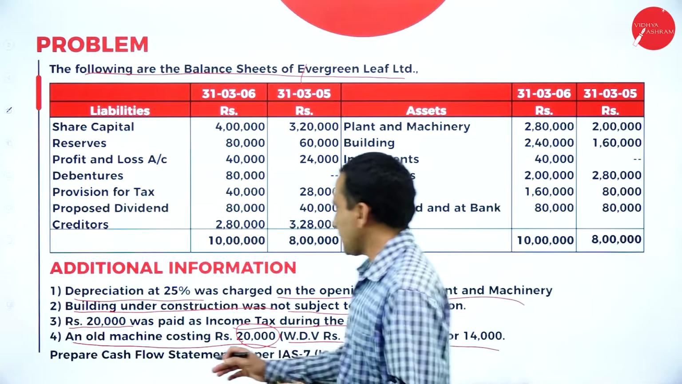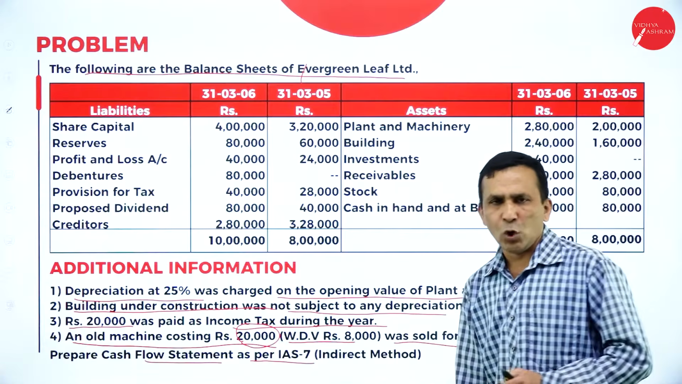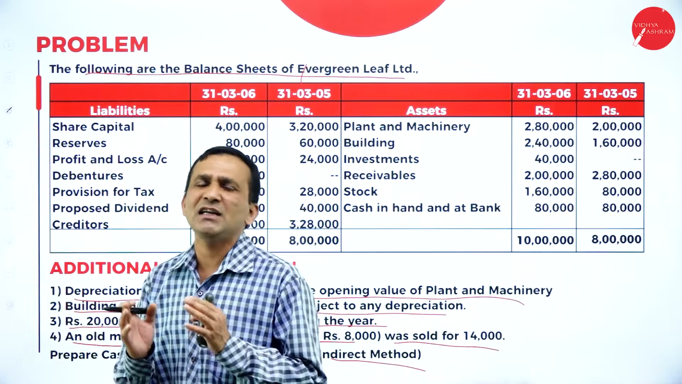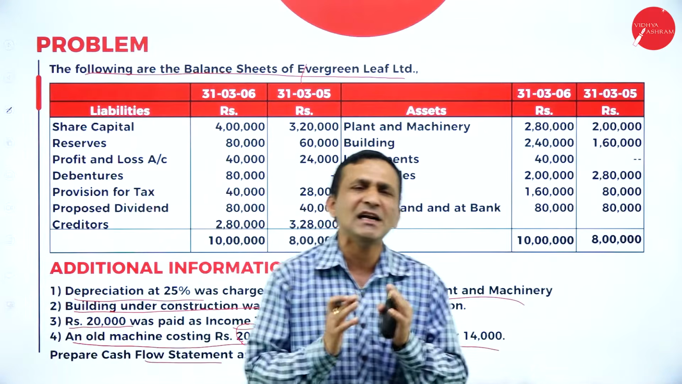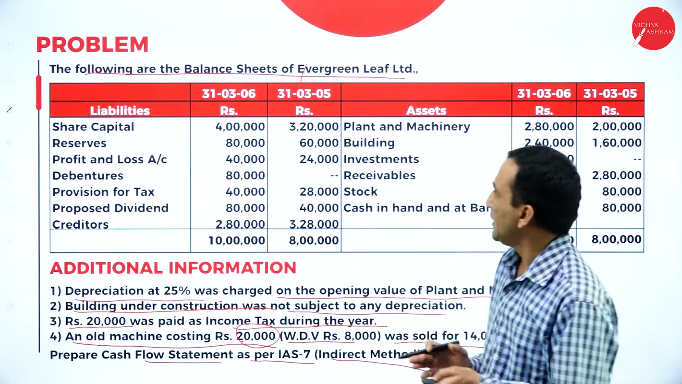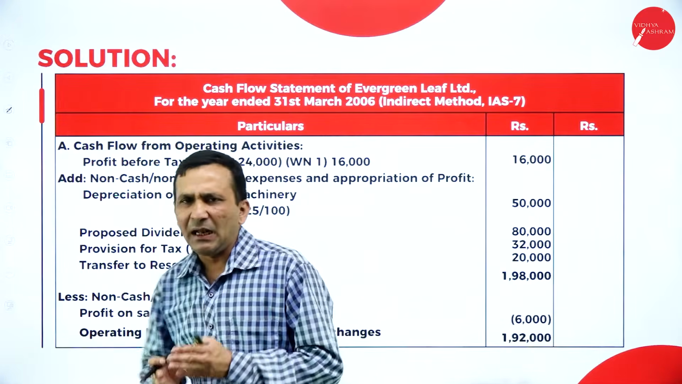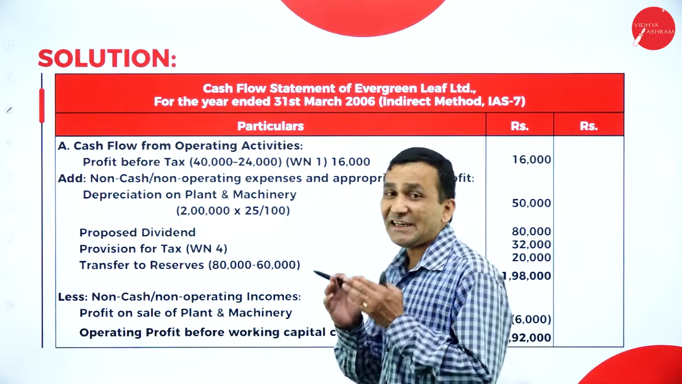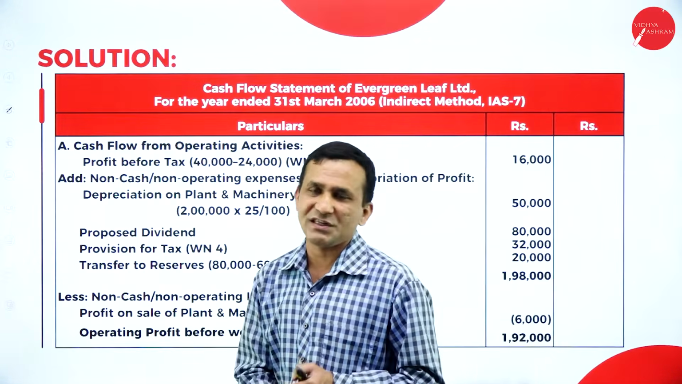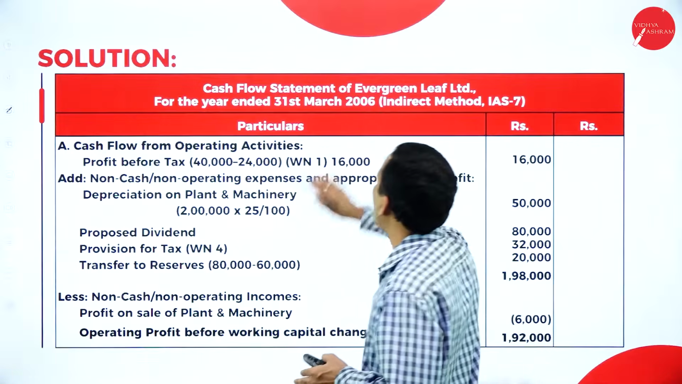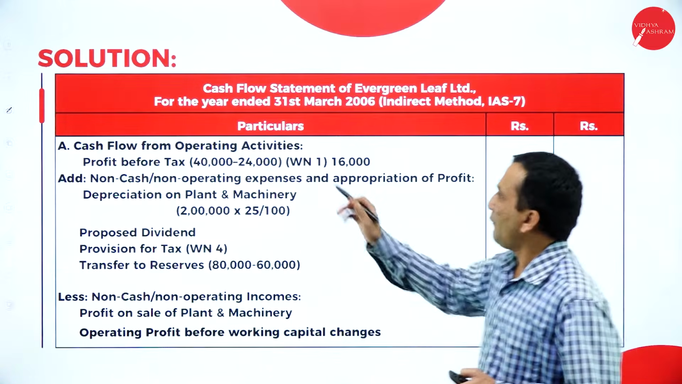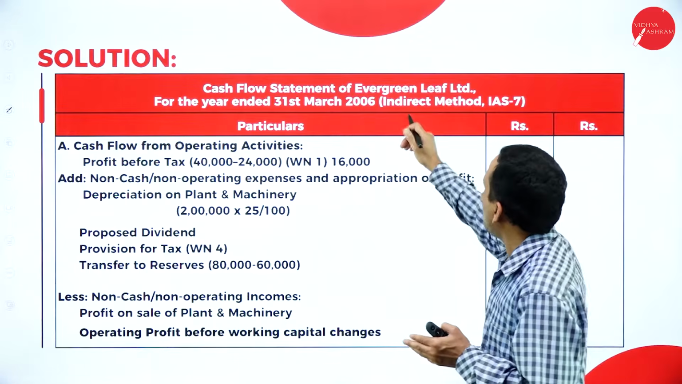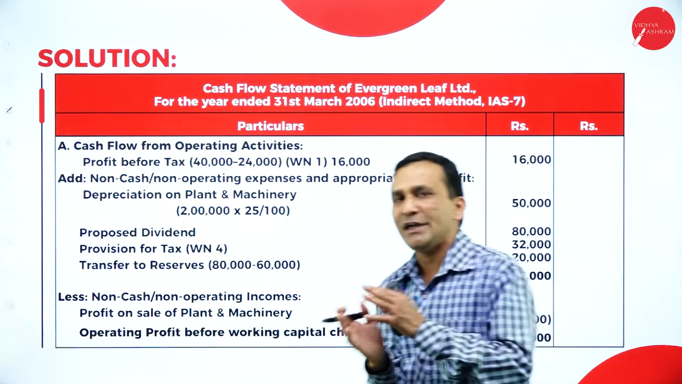Prepare a cash flow statement as per Indian Accounting Standard 7, indirect method. Under the indirect method, we can show the detailed items and transactions in the format. Before starting the problem, we need to write a title for which company we are preparing the cash flow statement. So: Cash Flow Statement of Evergreen Leaf Limited for the year ended 31st March 2006, which is the closing date, under the indirect method according to Indian Accounting Standard 7.